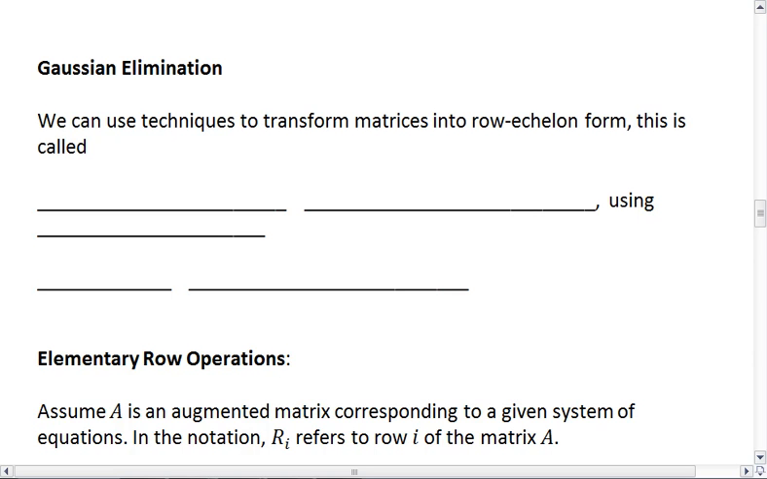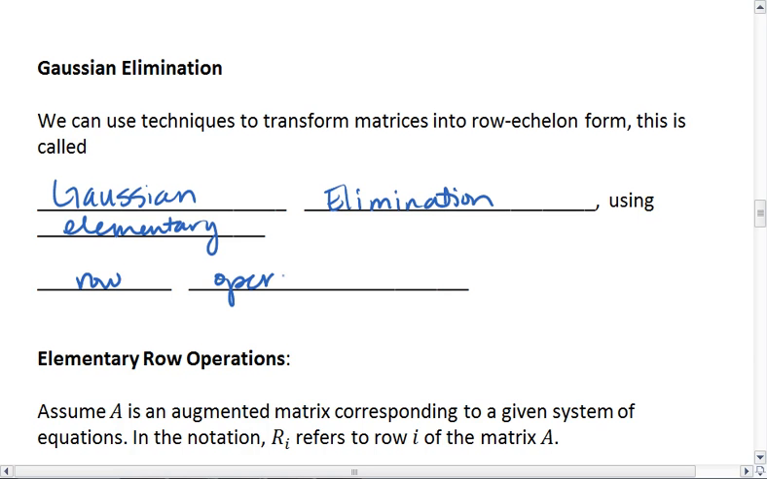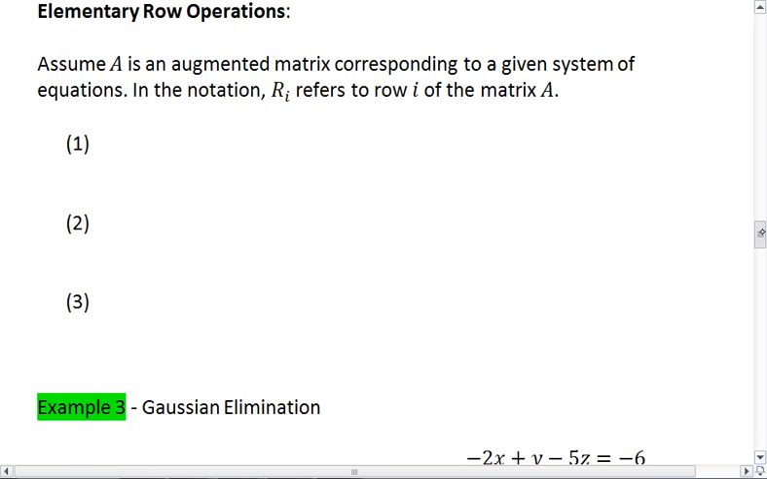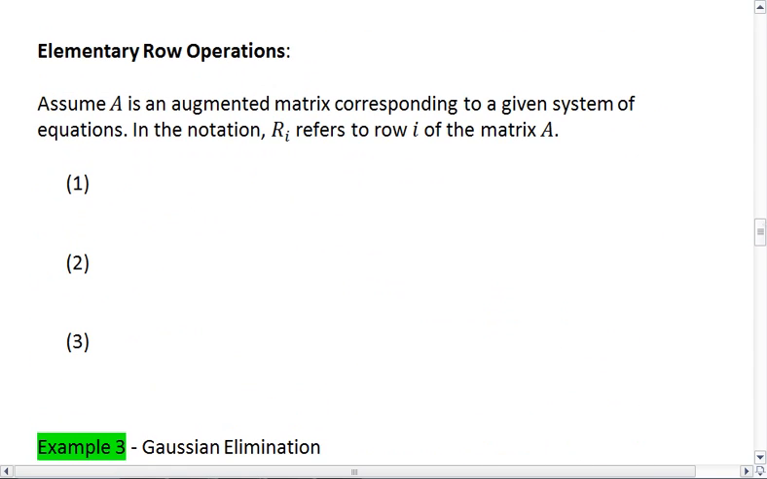This technique of altering the matrices like this is called Gaussian elimination, and it's using elementary row operations. These are ways that we manipulate our matrix. And you have 3 elementary row operations you can use.